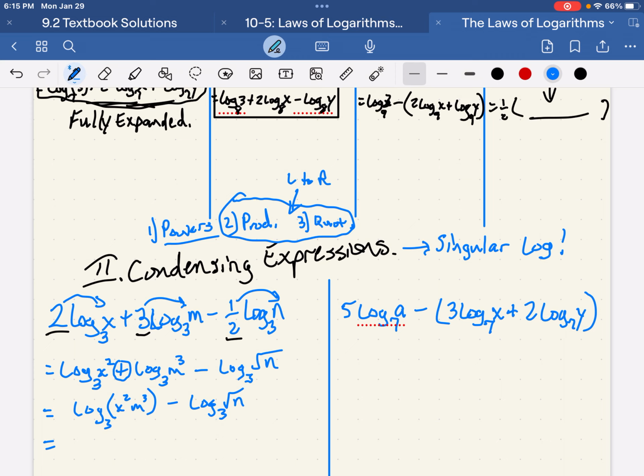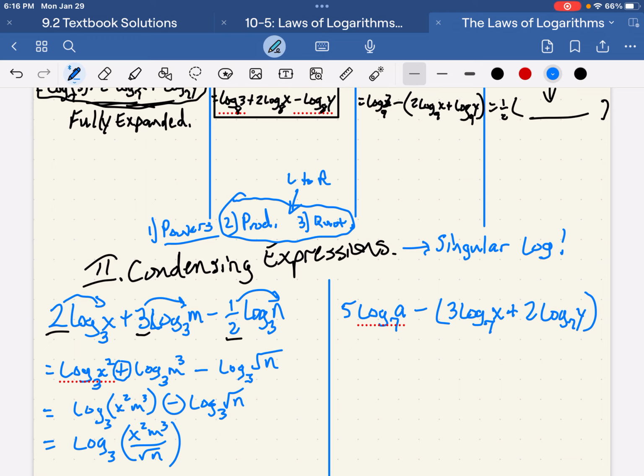Well, now I can apply the quotient rule, and I can call this log base 3 of the quantity x squared m cubed over the square root of n, and that would be my final condensed singular logarithm answer. It's usually what you do when you're finished with a logarithm problem, is you recondense.